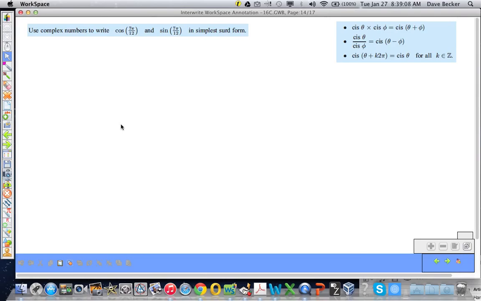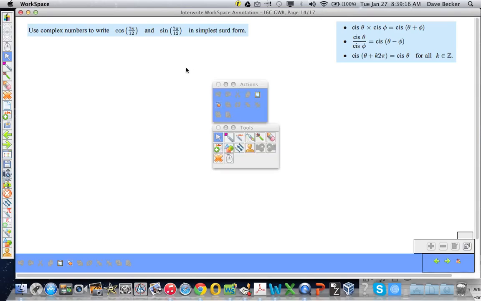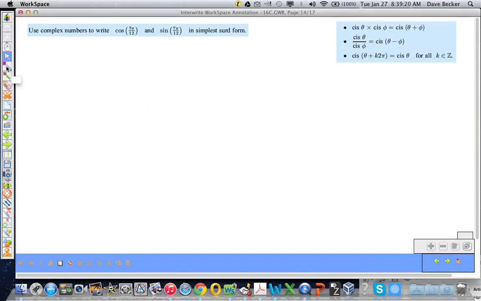So they want us to use complex numbers to write cosine 7 pi over 12 and sine 7 pi over 12 in simplest surd form. That is simplest radical form. Because right now, we can't do it. We don't know what the cosine of 7 pi over 12 is or the sine of 7 pi over 12 is, because it's not one of our main unit circle values. Say yes? Yes, right? But we can do this.